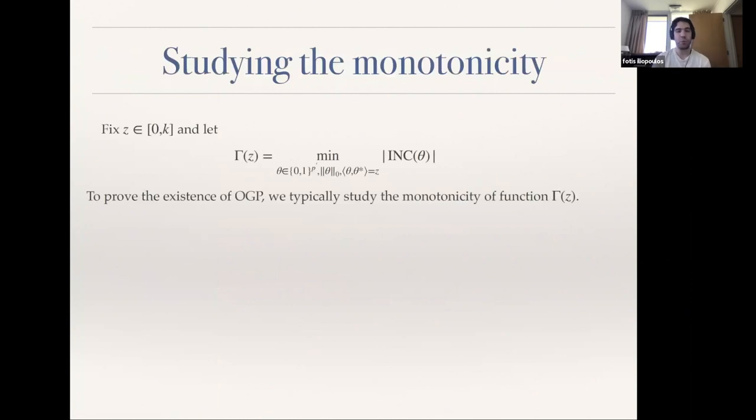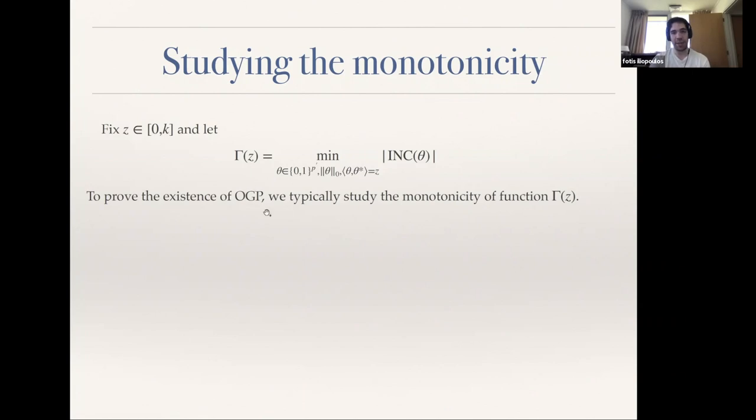Now you may ask, okay, so how does one prove the existence of such a property in the problem? And the answer is actually quite cute in the sense that to prove the existence of OGP, we need to study a well-defined mathematical problem, which is basically the monotonicity of this function gamma we saw earlier. Let me remind you that gamma of zeta is basically the value attained by minimizing our loss function, the number of inconsistencies, by looking at k-sparse vectors that have exactly overlap zeta with the hidden vector.